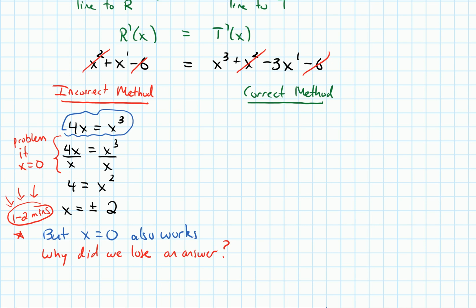And that makes sense based off of the fact that when we divided both sides by x, that only works as long as x is not 0. So there's a problem, whoops, I should connect that with this. There's a problem if x equals 0 in that step.